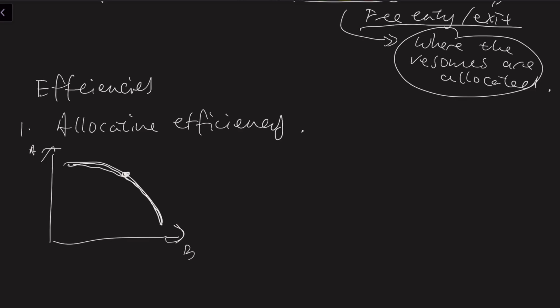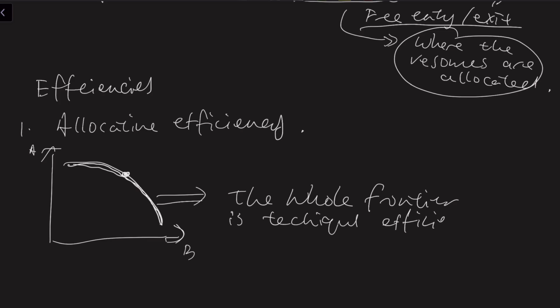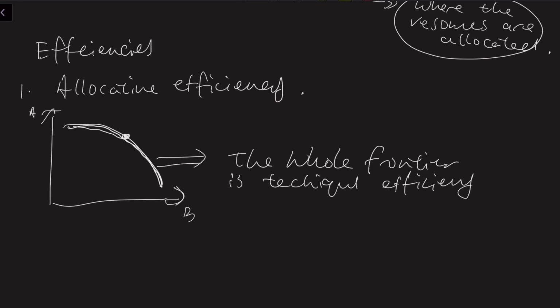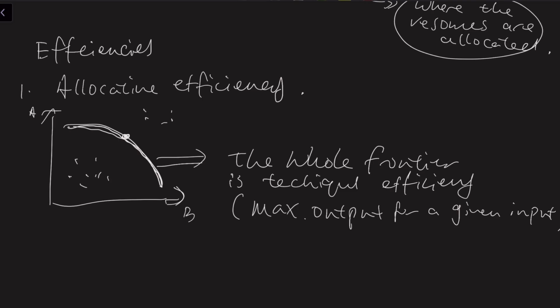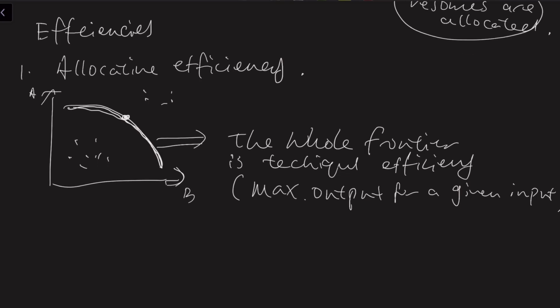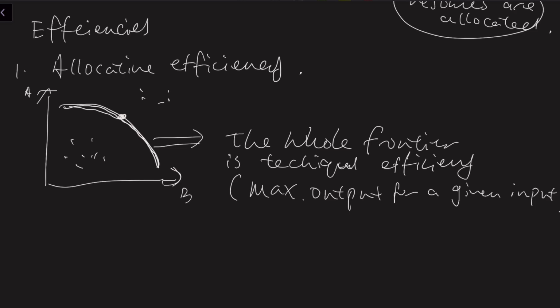And what efficiency does the whole frontier represent? The whole frontier is technical efficiency. The definition of technical efficiency is very simple. Max output for a given input. As we recall, the production possibility frontier is the best we can do as an economy. So the most efficient allocation. Anything inside is not efficient. Anything outside is unfeasible. So this is what we mean by technical efficiency. It is the best we can do to produce. Or sometimes this is called productive efficiency. I think it is more commonly called productive efficiency. But you can use different terms, of course.